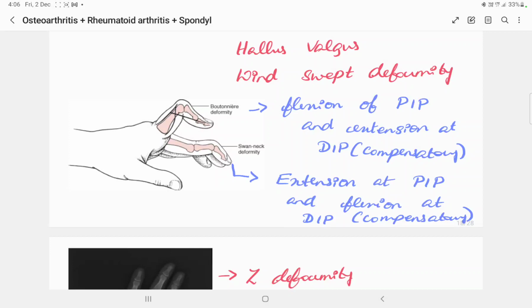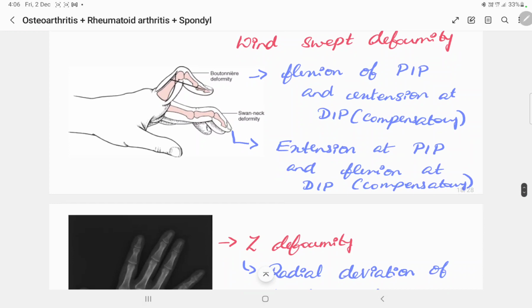First we'll see the boutonnieres deformity. There is flexion of the proximal interphalangeal joint. That is the deformity. But due to a compensatory mechanism, the distal interphalangeal joint has to undergo extension. So the distal interphalangeal joint is not primarily involved in the deformity. It is just a compensatory mechanism. Coming to swan neck deformity, it is just the opposite. The proximal interphalangeal joint undergoes extension, so the distal interphalangeal joint has to undergo compensatory flexion. These are the two deformities.